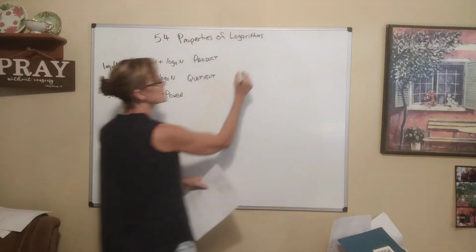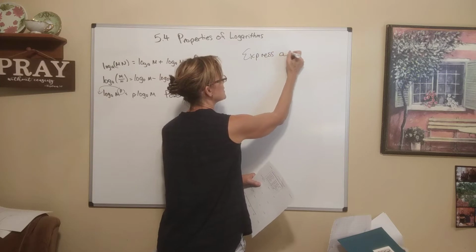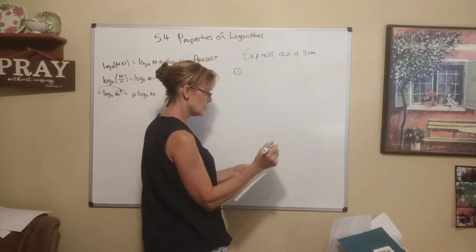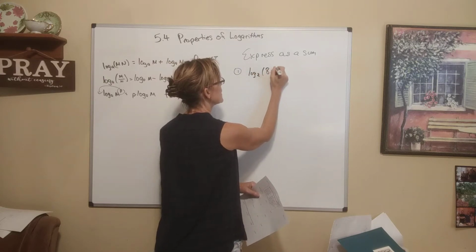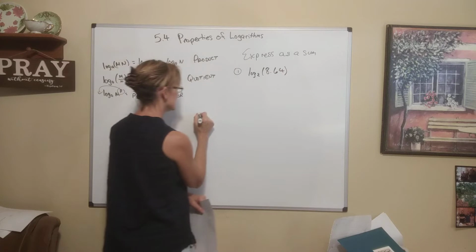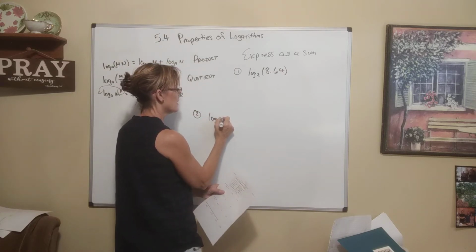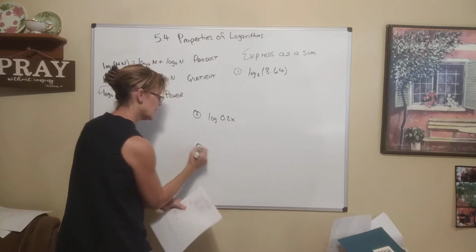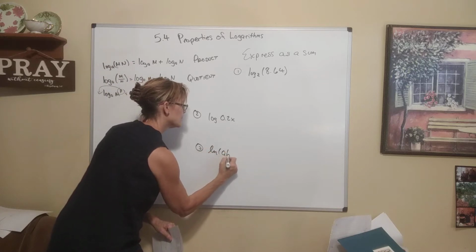It says express as a sum. Let's do this one. Express as a sum. And so the first one that I give you guys to do is log base 2 of 8 times 64. And the second one that I give us to do is log of 0.2x. And the third one is the natural log of a times b.